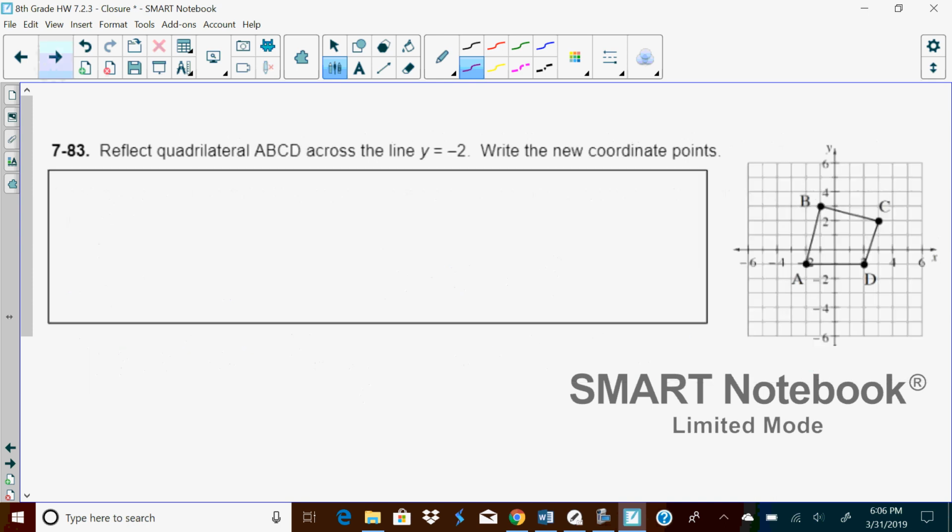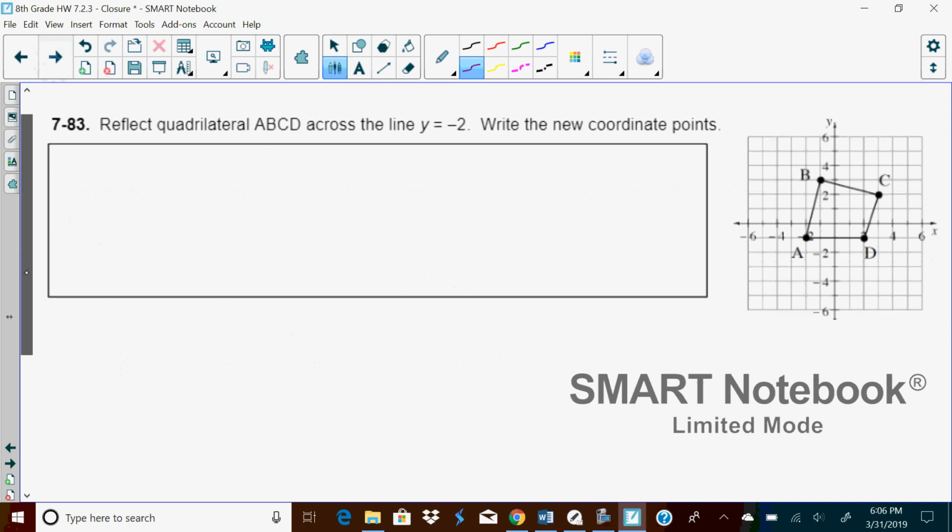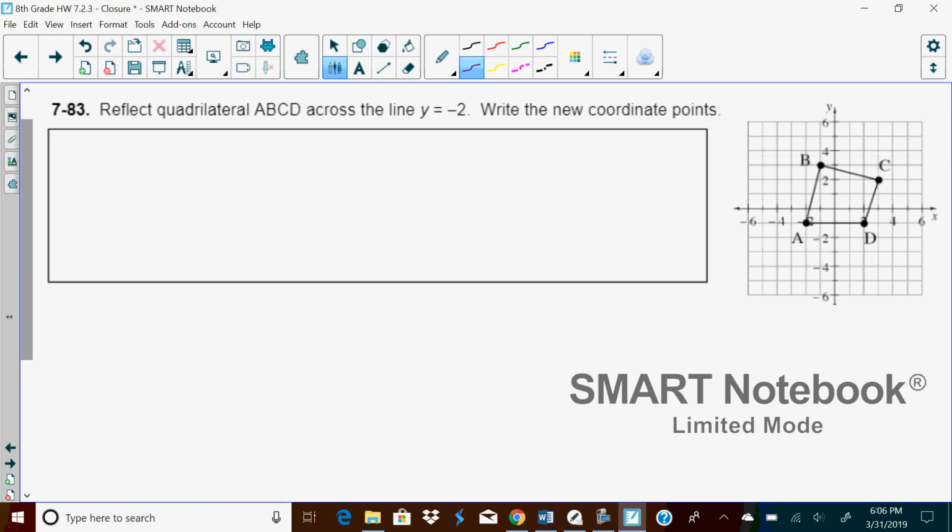83, reflect quadrilateral ABCD across the line y equals -2. Write the new coordinates. Well, the line y equals -2 is right here. If I were to reflect over that line, this would end up here. C would be 1, 2, 3, 4, right there.